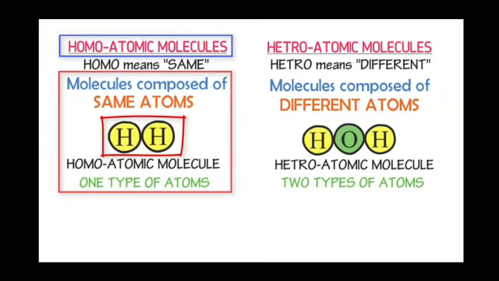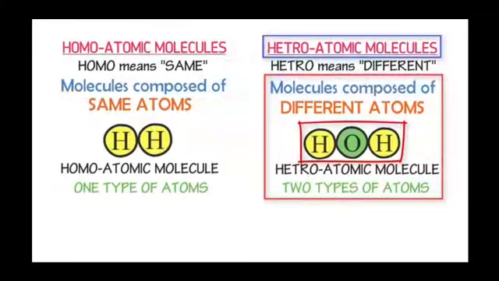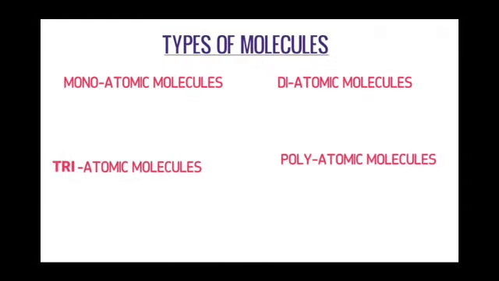Hydrogen molecule is an example of a homoatomic molecule because it is made of the same type of atoms. On the other side, water is an example of a heteroatomic molecule because it is made up of two types of atoms, that is hydrogen and oxygen. Next, we will learn about types of molecules.